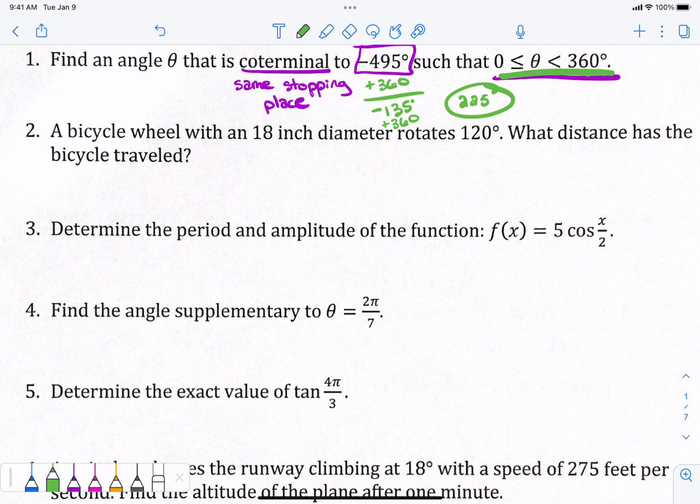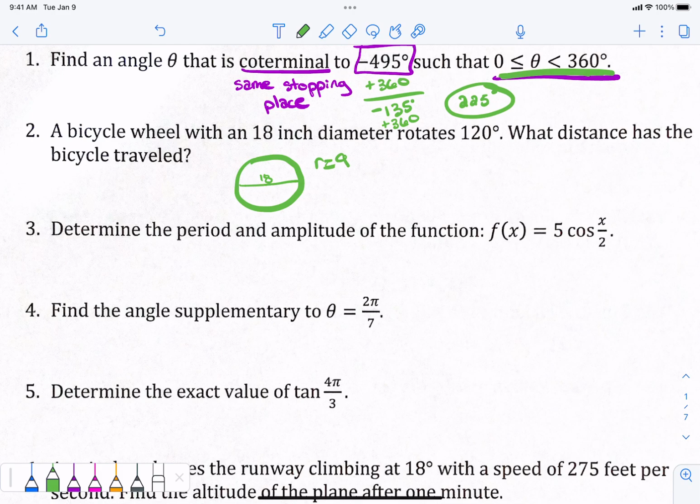Okay, these are the tricky ones. This is the hard one. Take a deep breath. A bicycle wheel with a diameter of 18 inches. Here's my bicycle wheel. It has a diameter of 18. We don't ever do anything with diameters. The radius is 9, okay? So put that down. Diameter means nothing to me. I want radius.